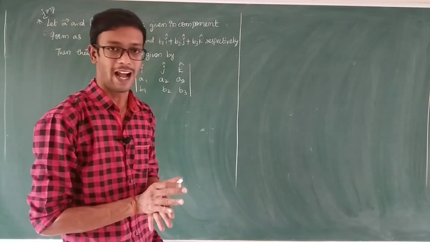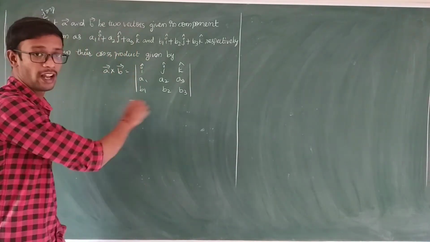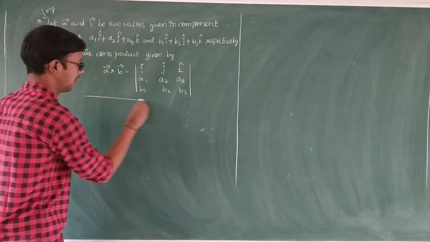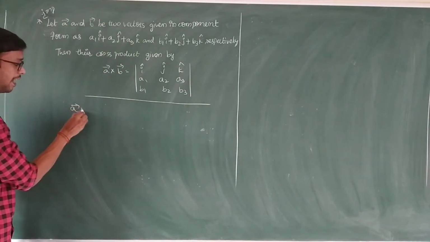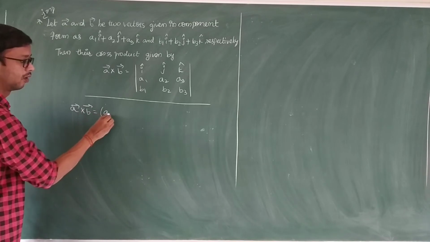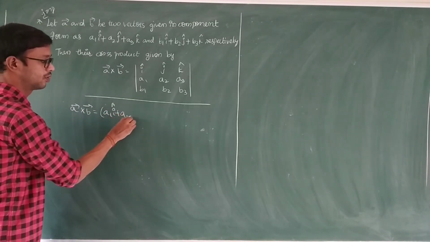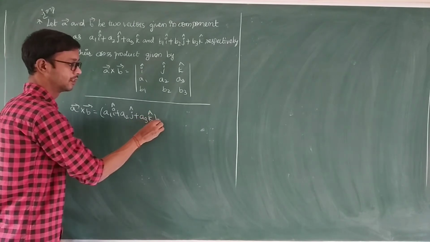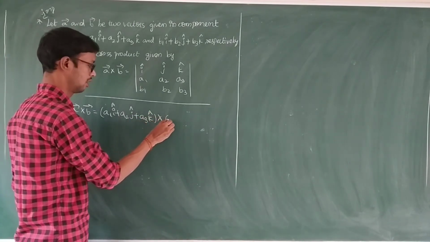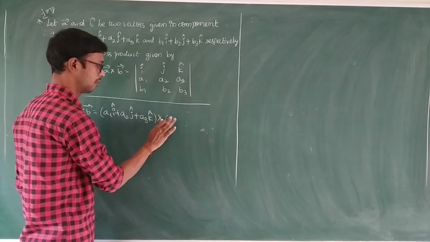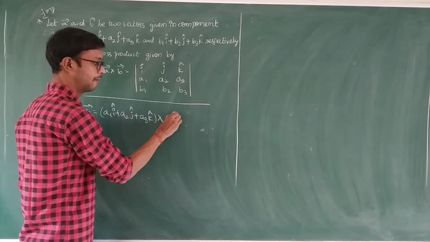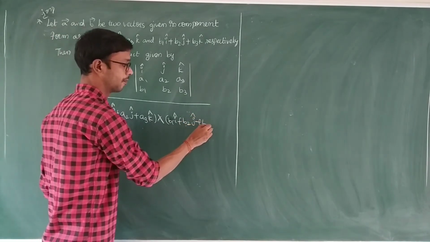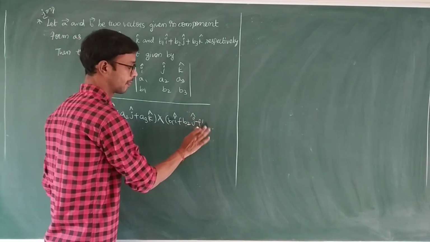So now I'll show it here. Why am I writing this one? A lot of members have doubt, so I'll do the normal simplification. Proof: A bar cross B bar is equal to a1 i cap plus a2 j cap plus a3 k cap, cross product with b1 i cap plus b2 j cap plus b3 k cap.